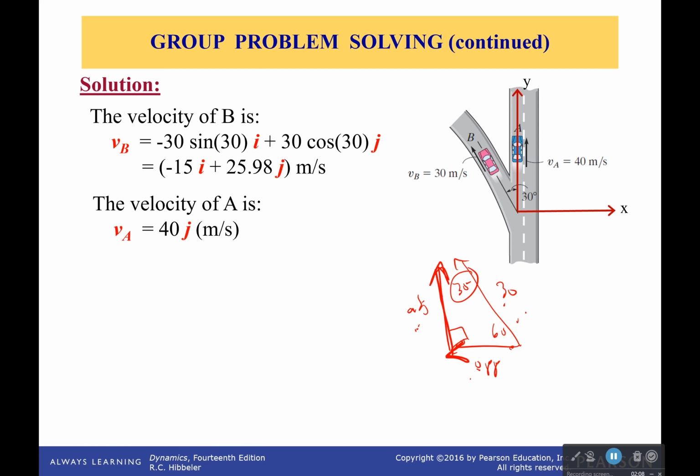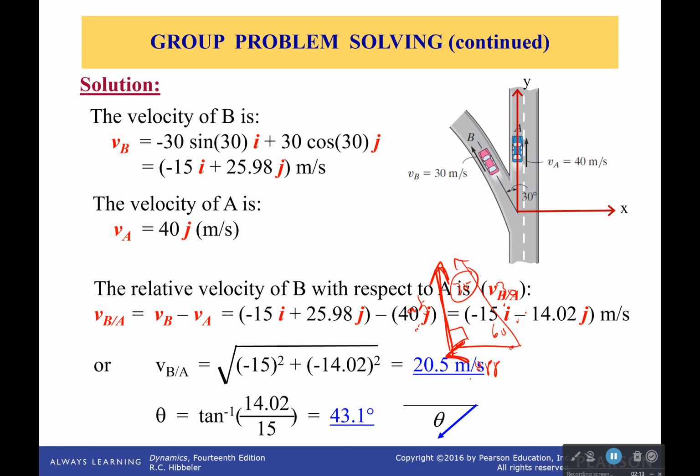Now VA is just going straight up. It's just along the y-axis, so it's super simple. And then from that, we can calculate our relative velocity very, very simply. We take our velocity of B in its Cartesian form, subtract the velocity of A in its Cartesian form, and we get this. And if we want to, we can take the magnitude, which is just the Pythagorean theorem, and if we take theta of the y component over the x component, we get the angle, which comes out to be 43.1 degrees. That's to the negative x-axis.